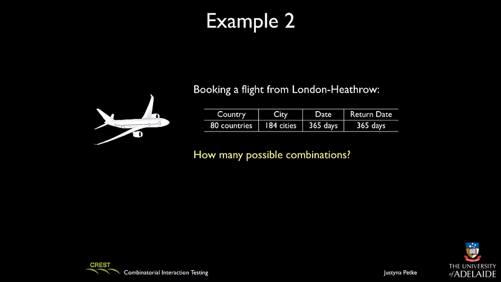80 times 184 times 365 times 365. Yes. So it's a lot of combinations. So was it 10 to the 9? So millions of combinations.